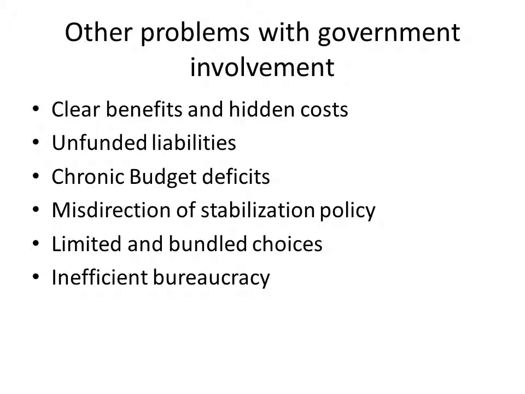What are the other problems with government? Well, one's clear benefits and hidden costs. It's always easy to see at least the initial benefit of doing something. But then there are all kinds of hidden costs. For instance, I mentioned the fact that we allow people to deduct the interest paid on their homes as a tax deduction. Result, higher prices of homes. Sounds great. It's really going to help us, but does it really?